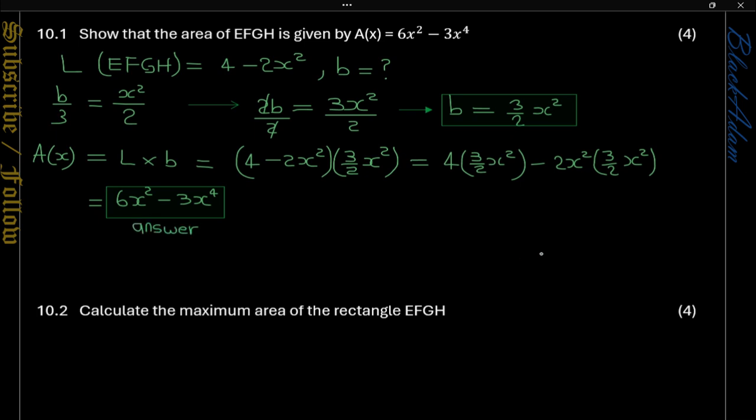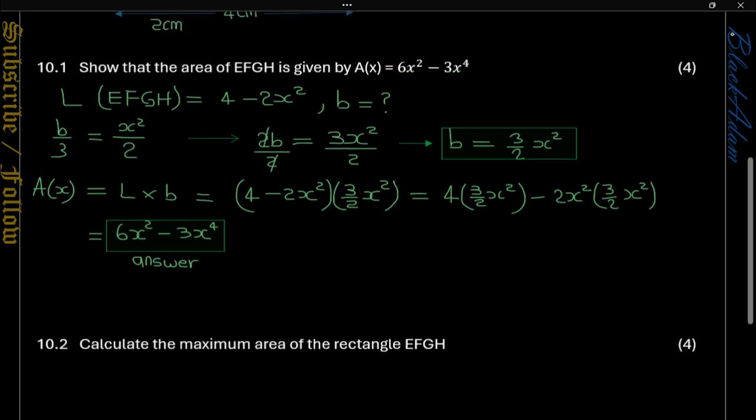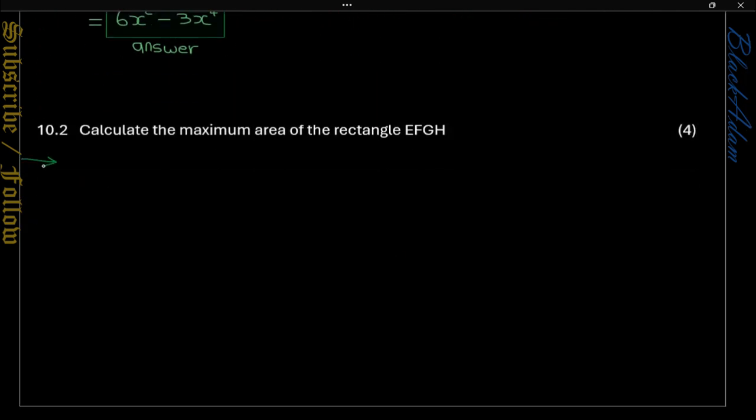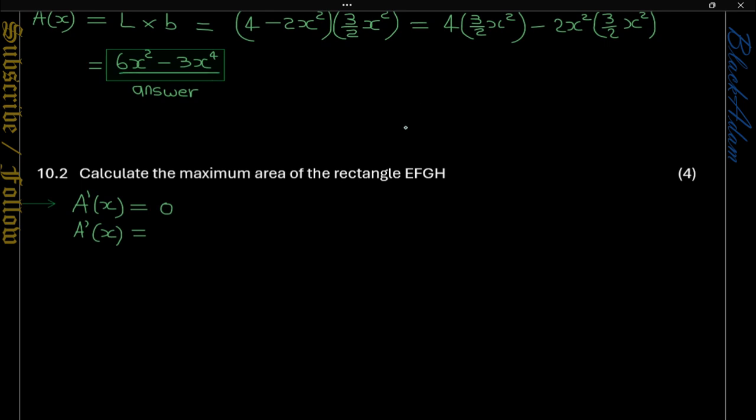And then we go to the next question. We just calculate the maximum area of the rectangle. The maximum area will mean that we have the first derivative equal to 0. So finding the first derivative equal to 0, that is 12x minus 12x cubed. Then factoring out 12x, that will give us 12x bracket 1 minus x to the power 2.